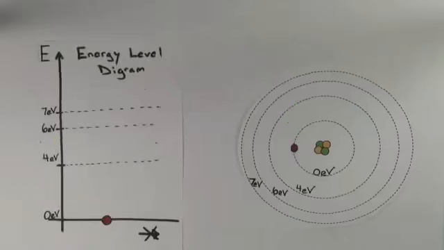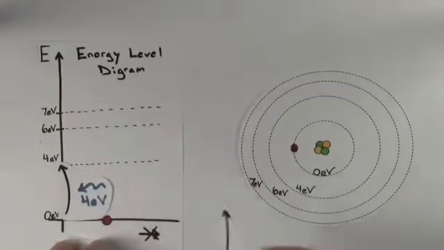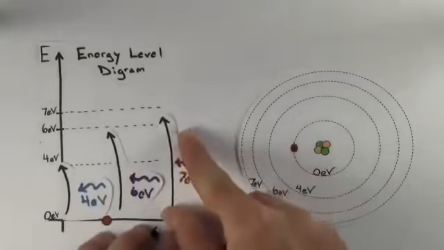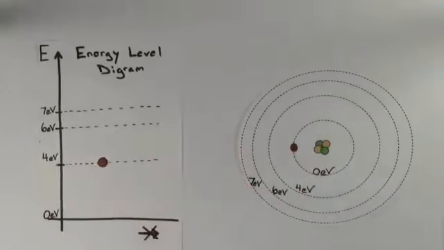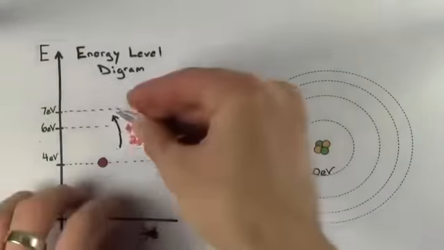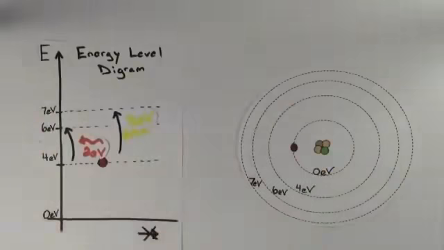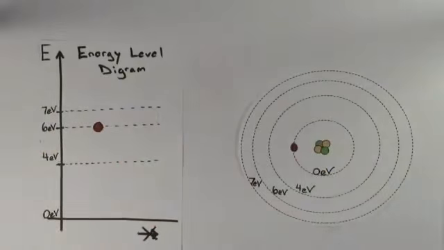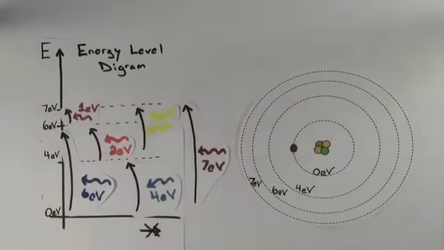Alright, so now we can figure out every possible photon this atom could absorb. If the electron's in the ground state, it could absorb a 4 eV photon, or a 6 eV photon, or a 7 eV photon. If the electron's at the second energy level, also called the first excited state, the electron could absorb a 2 eV photon or a 3 eV photon. And if the electron were at the third energy level or the second excited state, the electron could absorb a 1 eV photon. Those are the only photons that this atom will be seen to absorb. 2.5 eV photons will pass straight through.